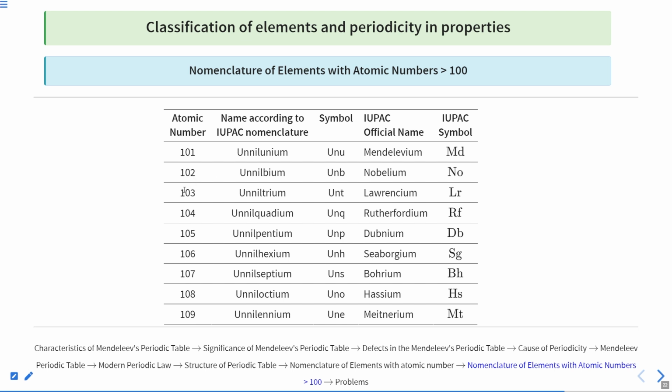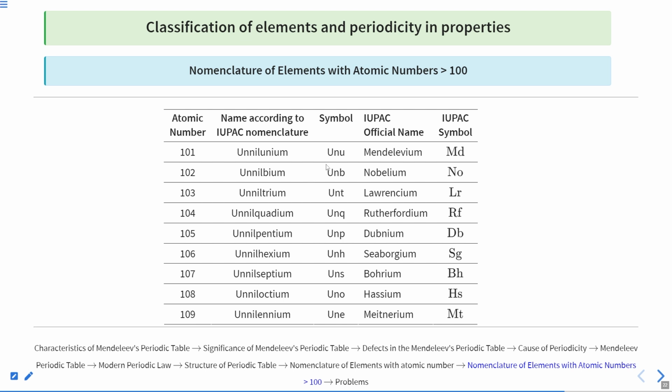We have seen this one, unnilbium. What about this? Again un for 1, nil for 0, and tri for 3. So unniltrium. What about 104? 1 stands for un, 0 for nil, 4 has quad. So unnilquadium. So ium should be placed at the last of it. Then we have unnilpentium, right? For 106, we have unnilhexium. 107, 7 has sept, so unnilseptium. 8 has oct, so unniloctium, and 9 has enn, so unnilennium. So these are the names.